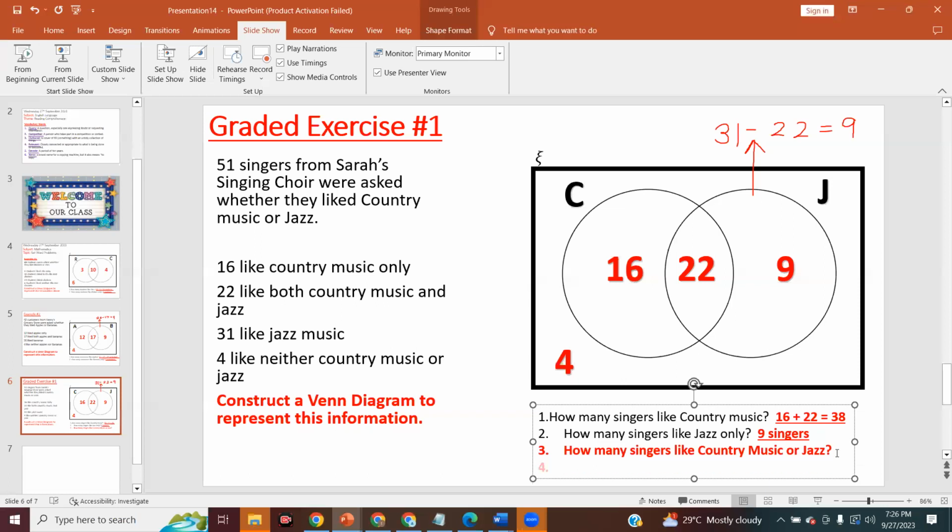And how many singers like country music or jazz? 47. How did you get 47? I have to add everything up. 16 plus 9 plus 4. Very good. 16 plus 22 plus 9 is going to be what? 47. So the answer is 47.